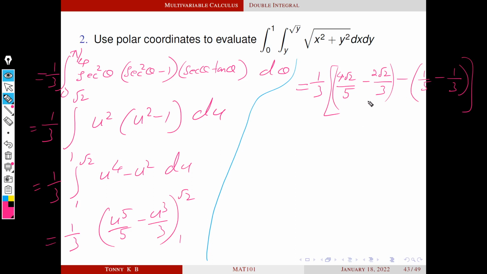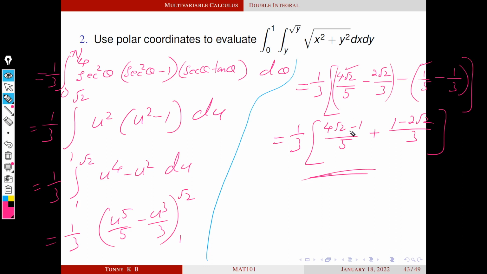So you can simplify. We compare these two terms. So this is 4 root 2 minus 1 by 5, and comparing these two terms, 1 minus 2 root 2 by 3. So this is the value of this double integral. Yes, the final answer is 4 root 2 minus 1 by 15 plus 1 minus 2 root 2 by 9.